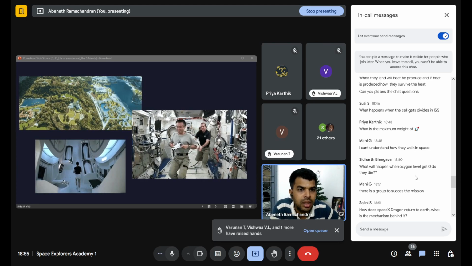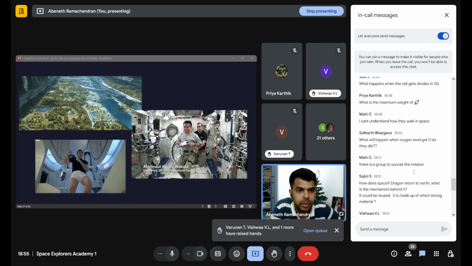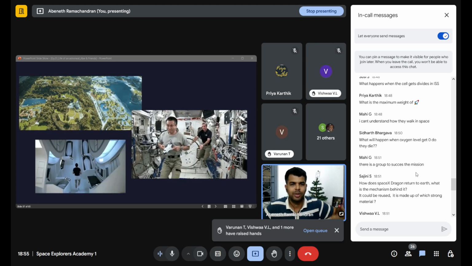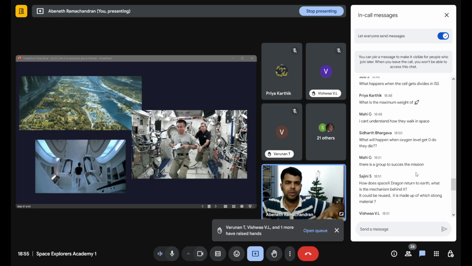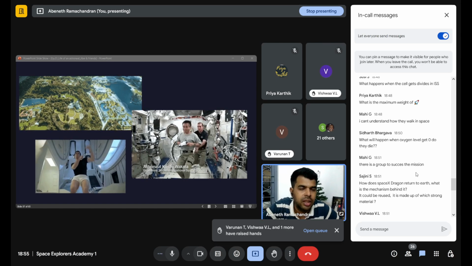I can't understand how they walk in space. So there is no walking in space. They can only do a space walk, which is floating around by connecting to the International Space Station.